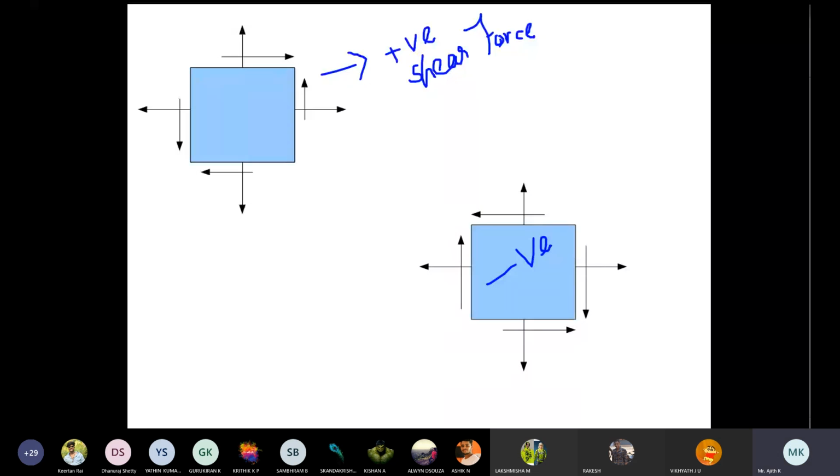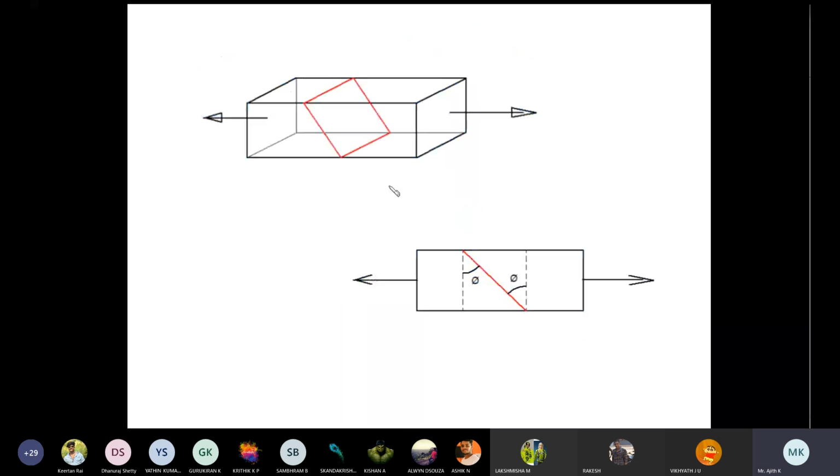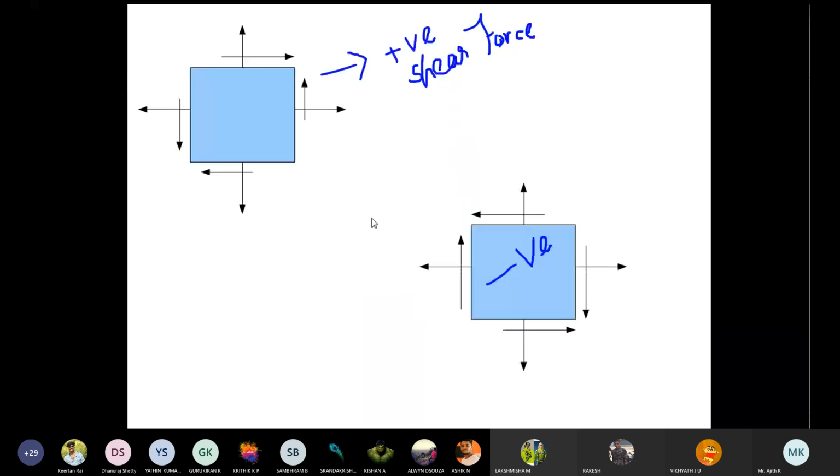So moving on to the next slide. In this chapter, we will also study one thing: if more than one force is acting on a system, how to calculate resultant stress, resultant strain, etc.